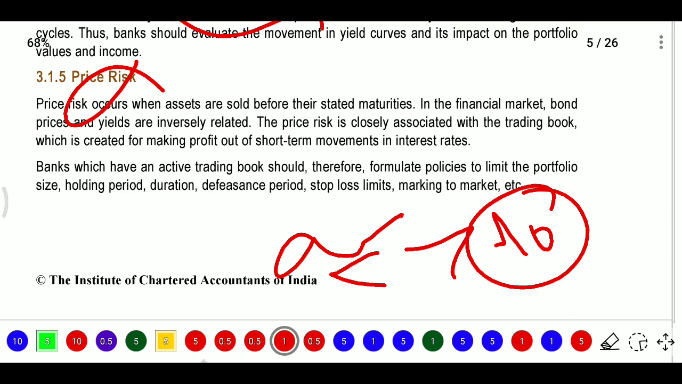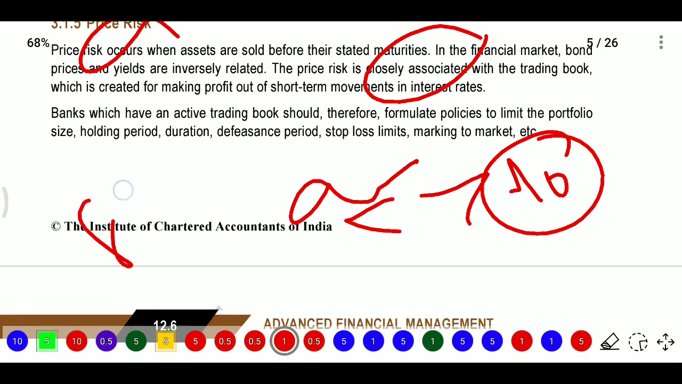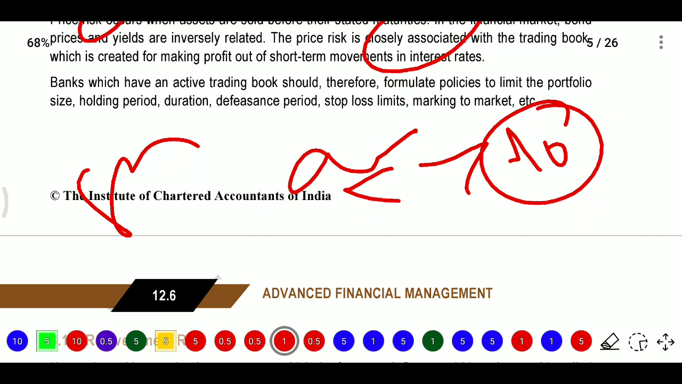So in the financial market bond prices and yields are inversely related, that is, the inverted yield curve, which we are discussing now. The price risk is closely associated with the trading books, which are created for making profits out of short term movements in the interest rates. So we need to see that short term or long term interest rates also affect the interest rate risk. So banks that have active trading books should therefore formulate policies to limit the portfolio size, holding period, duration, defense period, stop loss limits, and marking to market. So these all will be considered.